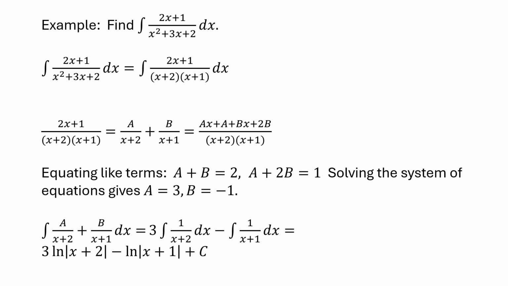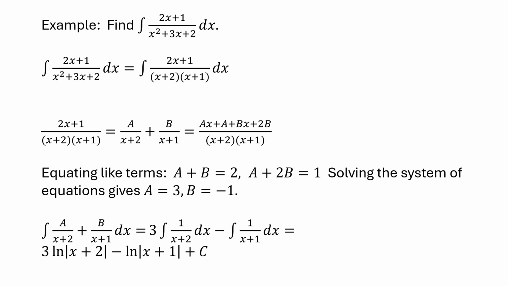Okay, example: find the integral of 2x plus 1 over x squared plus 3x plus 2 dx. So what we would do is factor the denominator, and that would be x plus 2 times x plus 1. I have 2 factors here, so I'm going to have a constant over x plus 2 plus a constant over x plus 1.